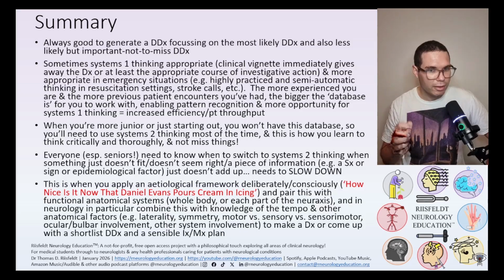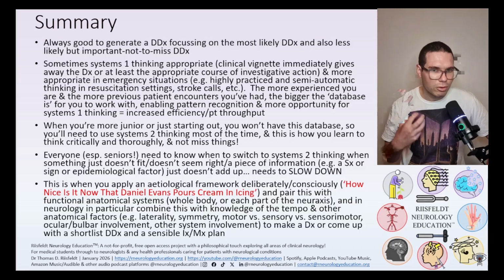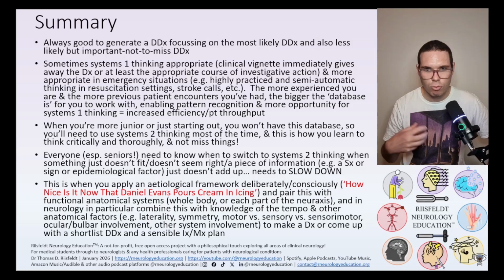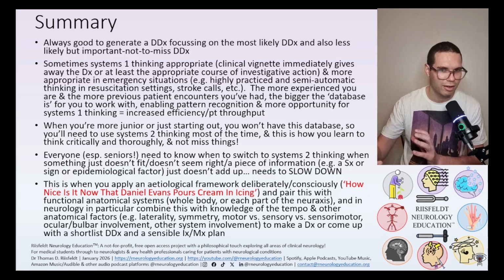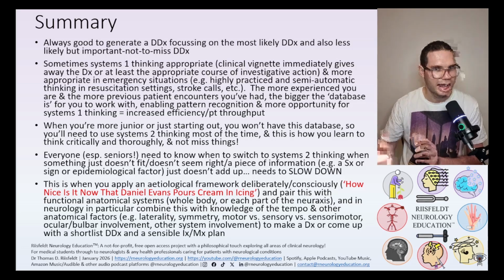And the time that that's appropriate is when the clinical vignette that's being told to you over the phone, or that the patient is telling you when you say, so what symptoms do you have? Why are you here? When the clinical vignette immediately gives away the diagnosis, or at the very least a clearly appropriate course of investigative action that you need to undertake, that's when system 1 thinking is appropriate. And I haven't said this yet, but it's also very appropriate in various emergency situations.